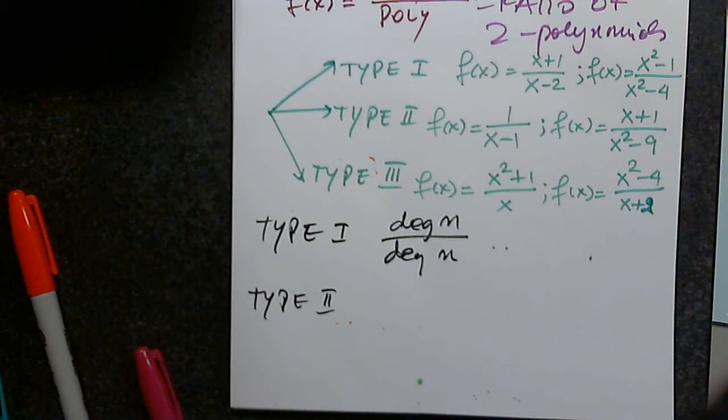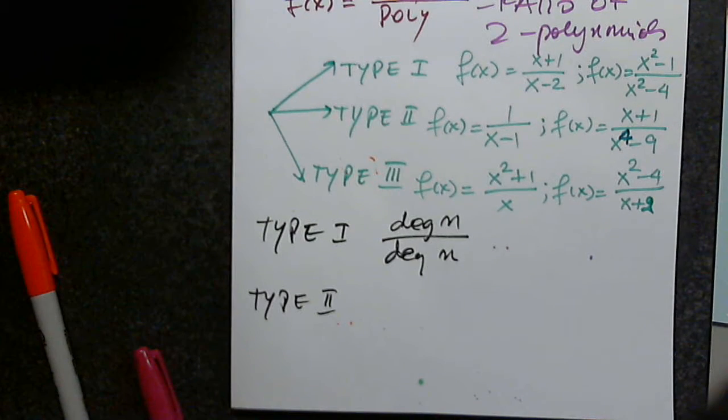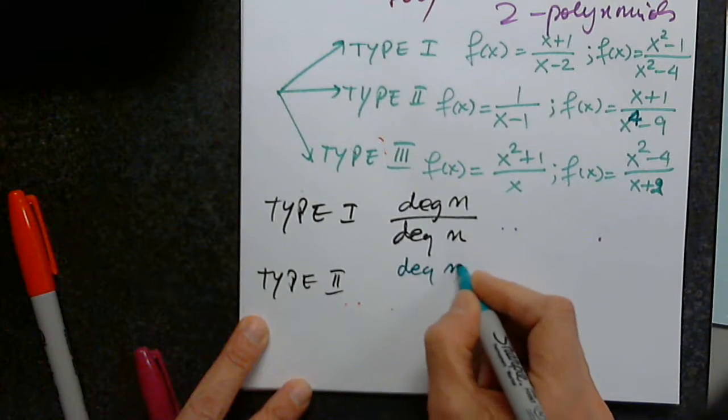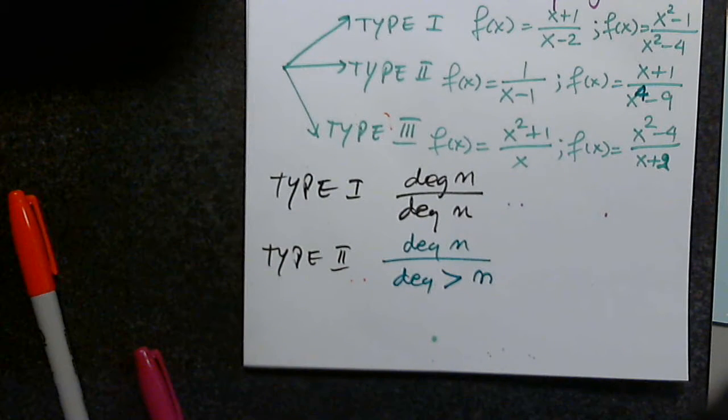Type 2. When you look at type 2, what would you say? The one on the bottom has the higher degree. Excellent. Degree n and degree greater than n. It can be by 1, by 2, by 5, as long as it's greater. Awesome. That's what it is.